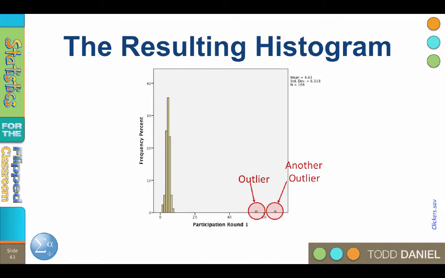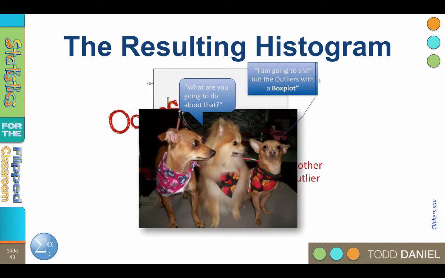Or as the great philosopher Rick Perry once said, oops. The histogram does not look like what we expected to see. The values are supposed to be between 1 and 7, so it looks like something may have gone wrong. And we are going to need to do something about that. We're going to sniff out the outliers with a box plot.